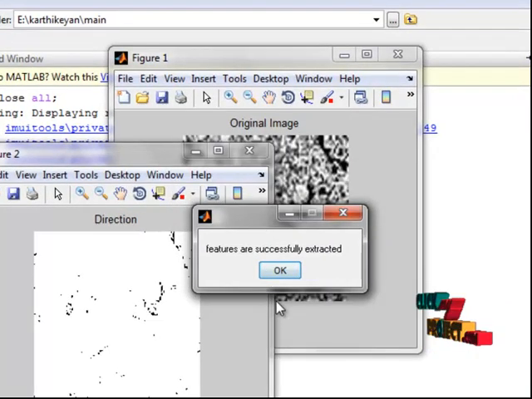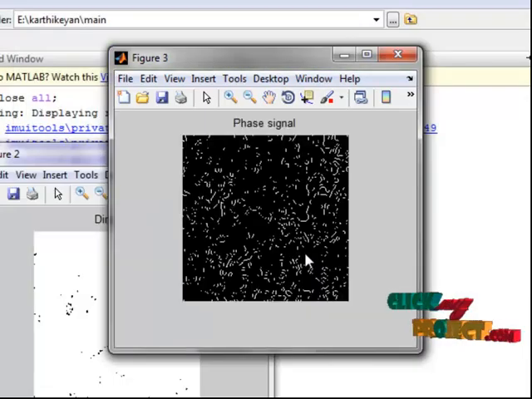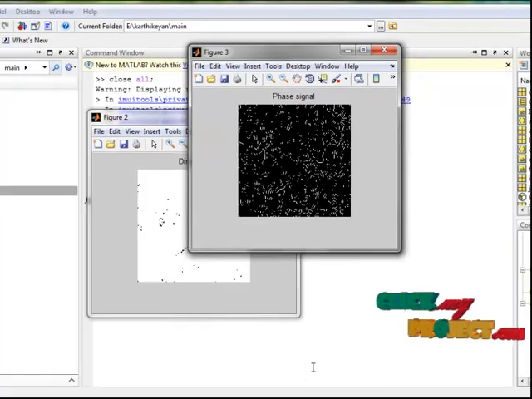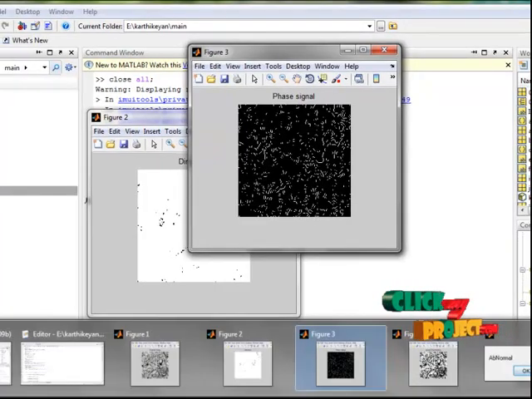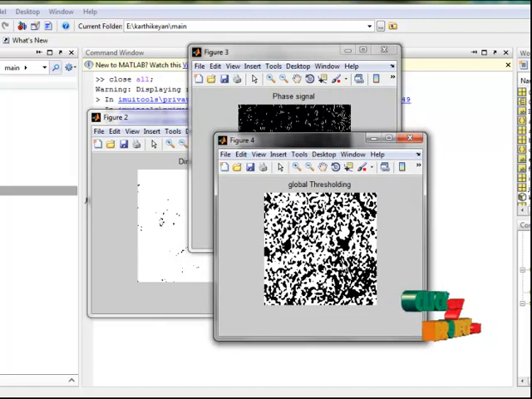Here GLCM and moment invariant features are extracted. The features are successfully extracted. And then the next step is phase signal. To find the phase signal: the term phase angle refers to the angular component of the polar coordinate representation. And the next step is global thresholding. Segmentation of the filaments from background is performed by this global thresholding.